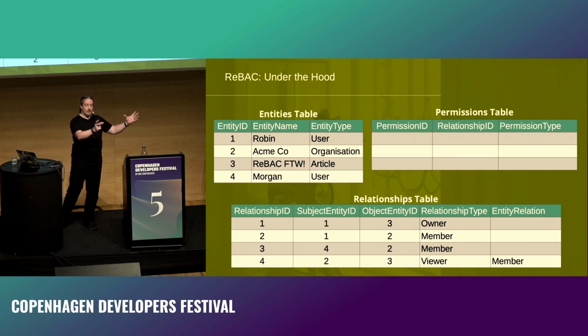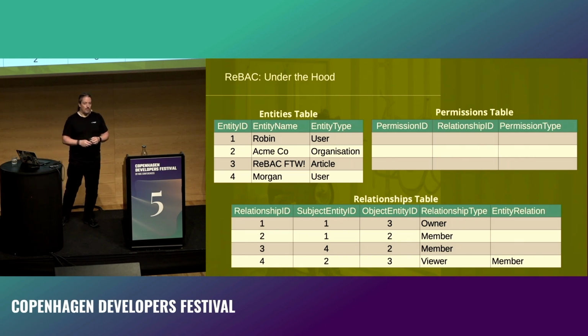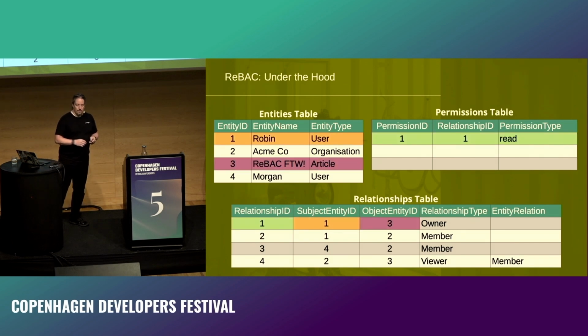So we've got the entities defined, a single row per entity in our entire system. We've got relationships, so we know how they relate to each other. And we've even got indirect relationships, where we say, generally, people in this organization have access to something. Now what we want to do is come and add permissions, or you might hear of them as scopes in certain situations. So we're going to define for relationship ID 1, which is the fact that Robin owns the article, that relationship type means that Robin has read access.